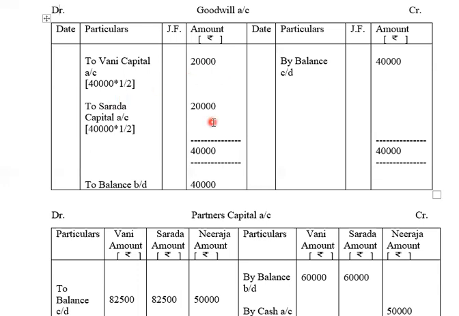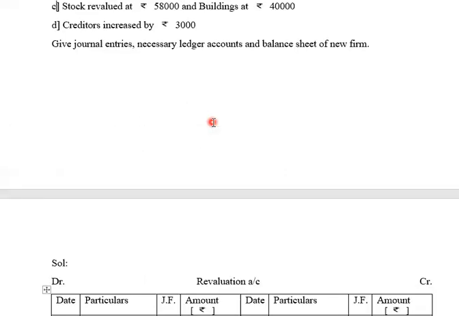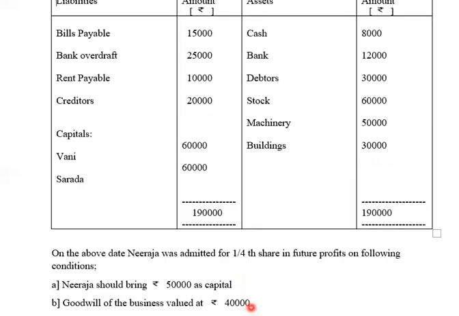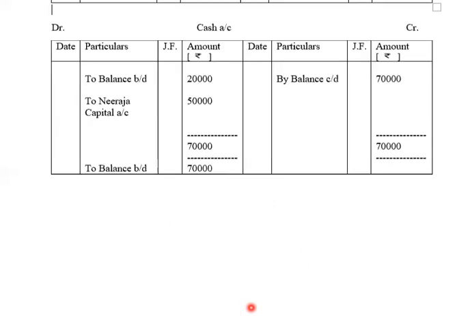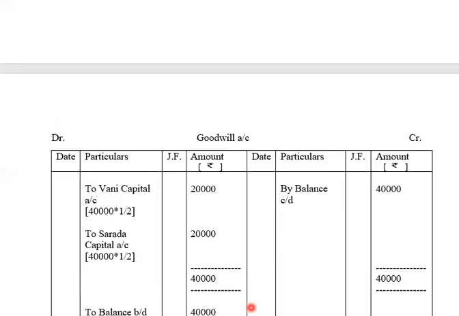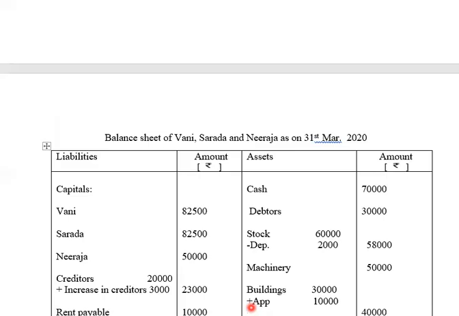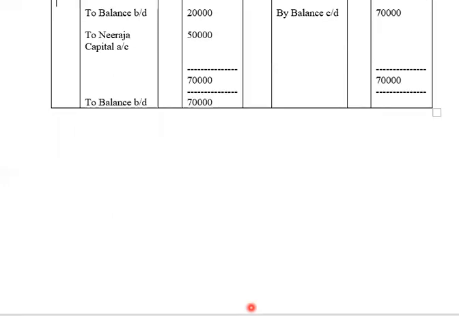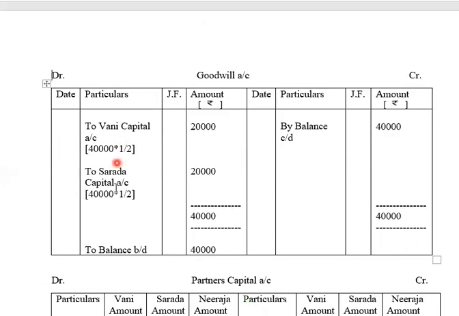So the amount of goodwill is given in the question as 40,000. Goodwill of the firm is valued at 40,000. So it will be distributed among all partners in their sacrificing ratio, which here is assumed as old ratio, which is 1/2, half. So the amount of goodwill will be distributed to Vani and Sarda equally. To Vani capital account 40,000 into 1/2, 20,000. To Sarda capital account 40,000 into 1/2, 20,000.